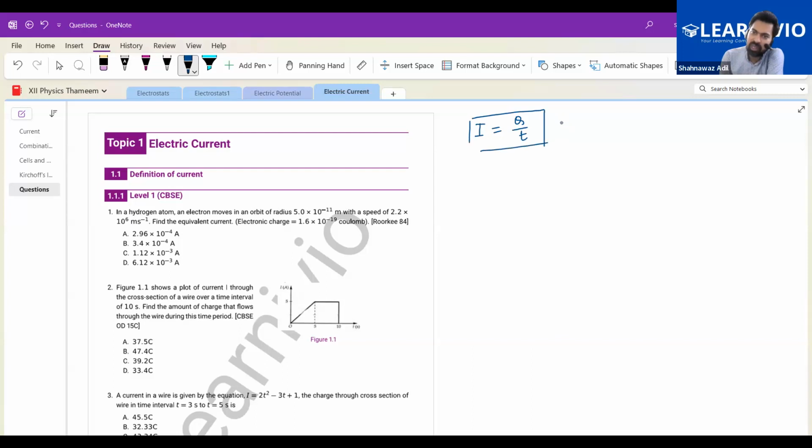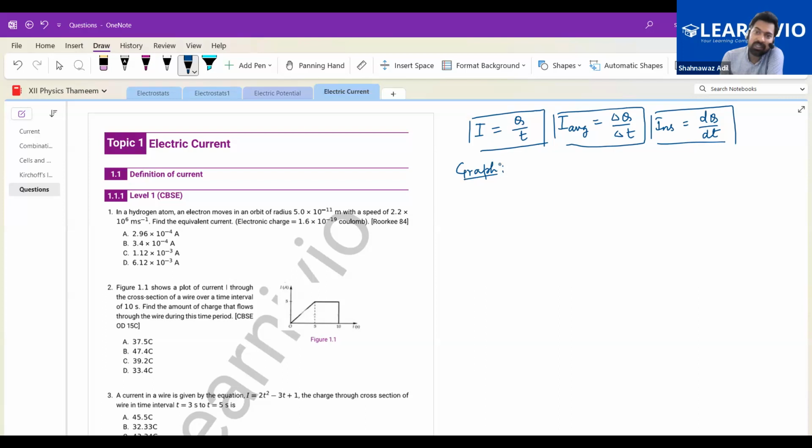And then we have average current, which is delta Q by delta T. And then we have instantaneous current, that is dQ by dT. Right, so these things we already know. And then we also have graphical interpretation in graphs.